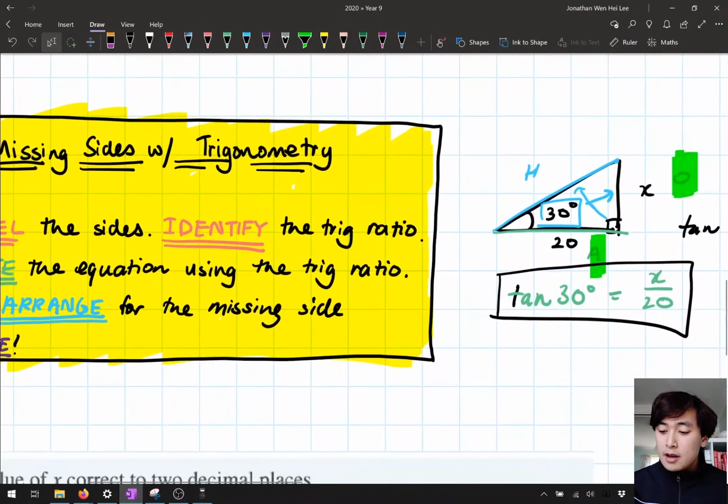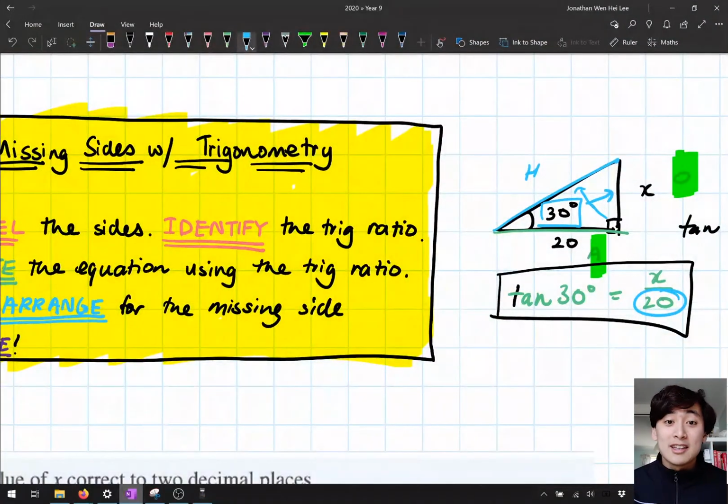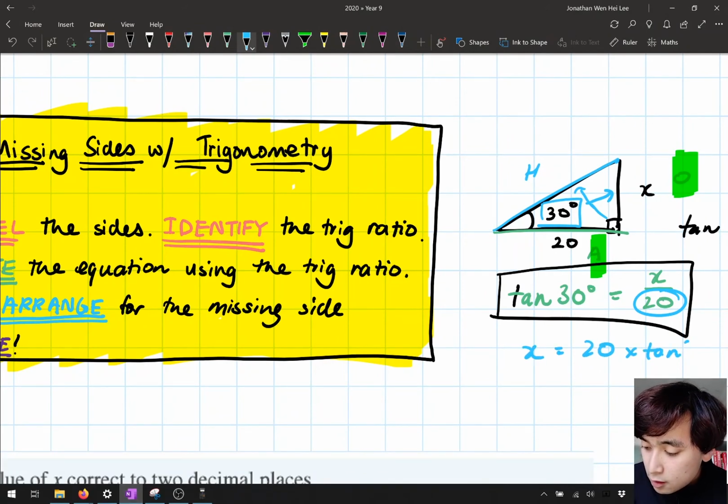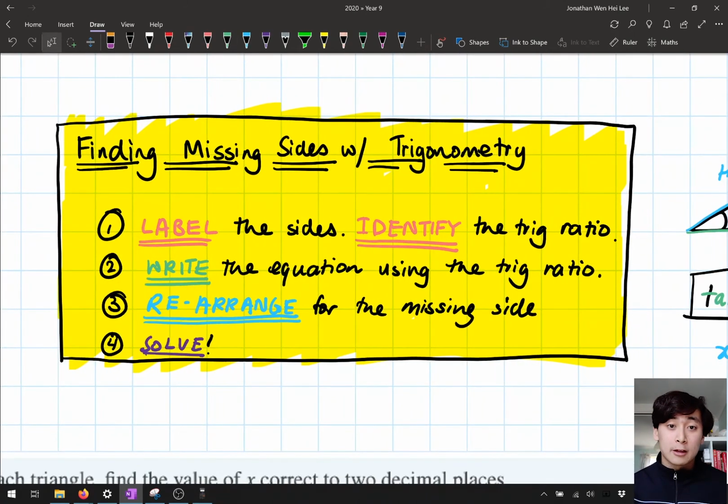So here, what you notice is that I have x over on the other side. So what I want to do is get rid of this 20 at the bottom. How do I get rid of that 20 at the bottom? I multiply by 20. So here, I am going to multiply both sides by 20. So I have x is equal to 20 times tan 30 degrees. And the final step is to solve by putting this in your calculator.